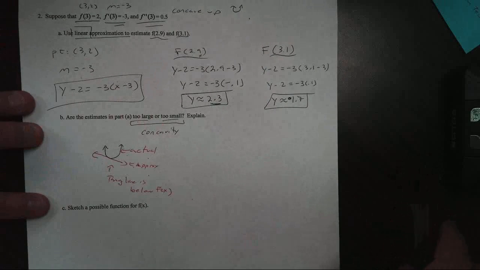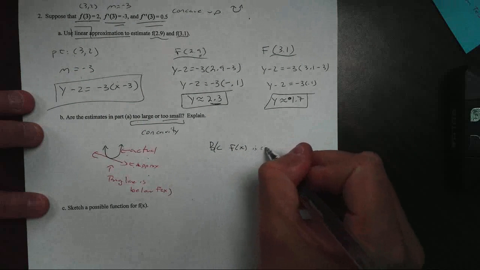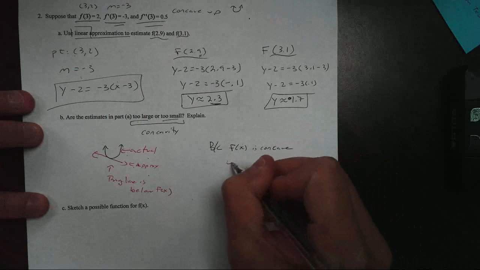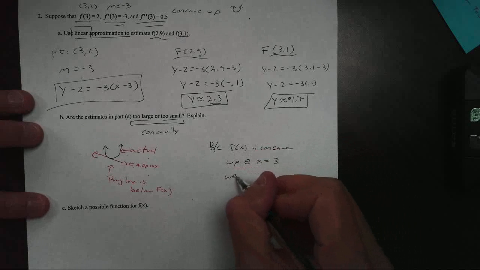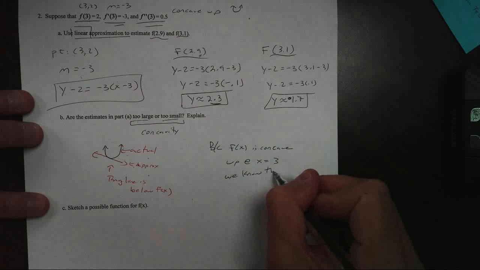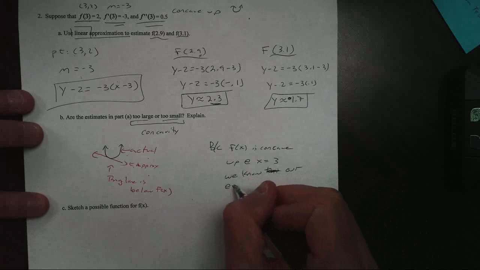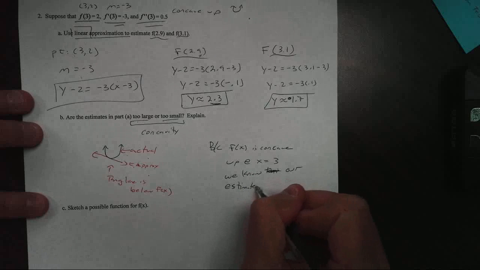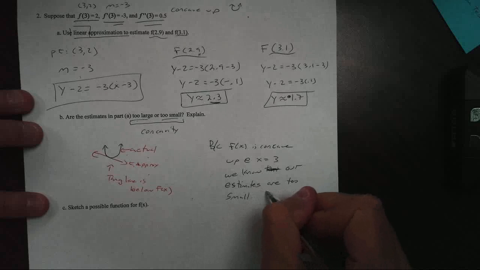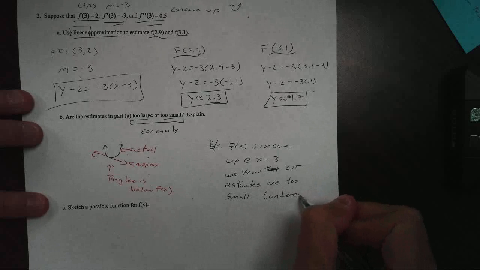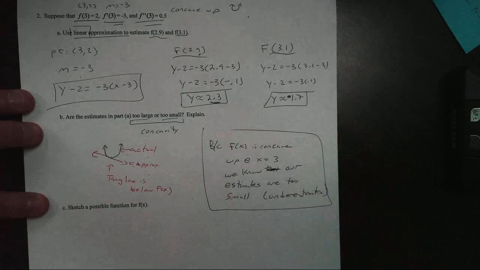So what we can say is, because f of x is concave up at x equals 3, we know our estimates are too small. And that is because they are underestimates. Very easy to do. Okay?